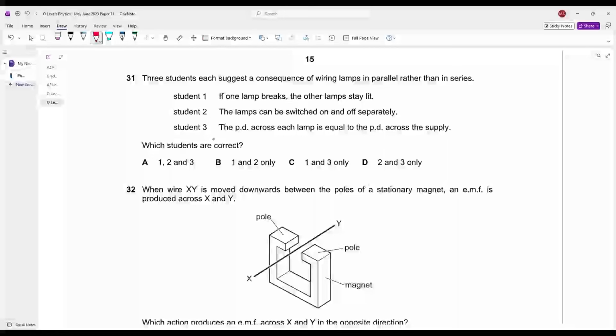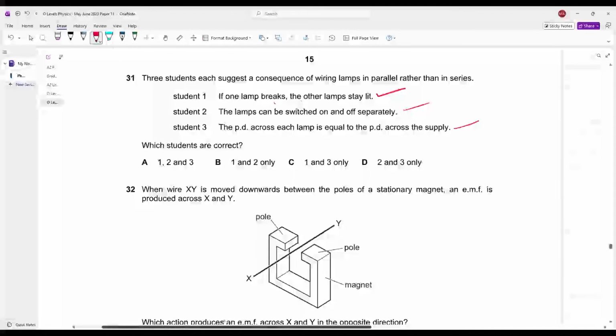Three students each suggest a consequence of wiring lamps in parallel rather than in series. Which statements are correct? अगर parallel में आप lamp लगाते हो, if one lamp breaks, the other lamp stays lit. Yeah, this is correct. The lamps can be switched on and off separately. No, that is not possible. No, that is possible. That is possible in parallel. हाँ जी. Parallel में आप lamps को switch on and off separately कर सकते हो. The potential difference across each lamp is equal to the potential difference of the entire supply. Yeah, that's correct. 31 का answer will be A. Perfect.